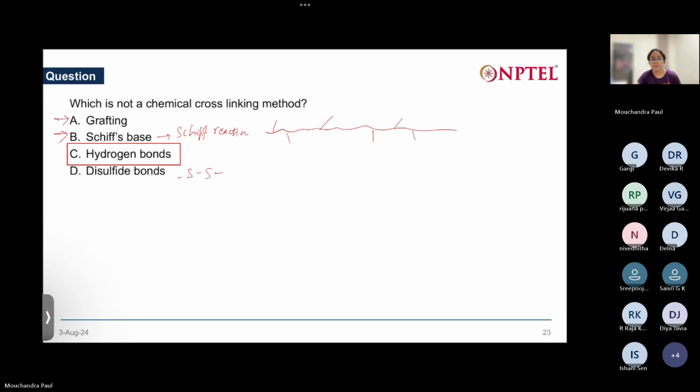So yeah, I hope this question is clear to you. Have a look at what Schiff bases are generally used. Maybe a small homework for you guys: what are Schiff bases, and for what type of polymers are they the most appropriate cross-linking chemical? Just have a look briefly, and if you Google it, you will get short answers.